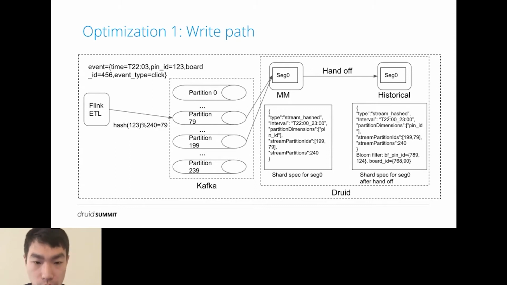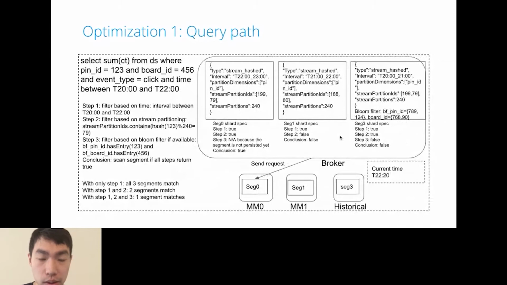Yeah. So once we have that, let's look at the query paths. Let's say there's a query example: select sum count from data source where ping ID equals 123 and board ID equals 456, and event type equals click, and the time between T20 and T22. Let's say current time is T22:20, so that means segment 0, which holds T22 and T23, is still in middle manager 0.